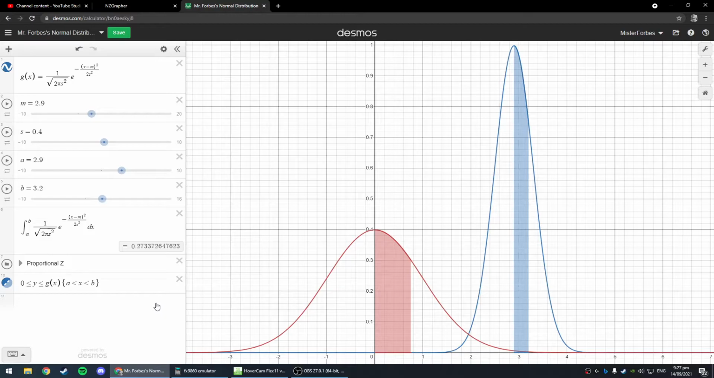Now, what we need is a way to get from the blue graph over to the red graph. In order to get from the blue graph over to the red graph, what you need to do is move it over by the mean, and then you need to smush it out by the standard deviation.